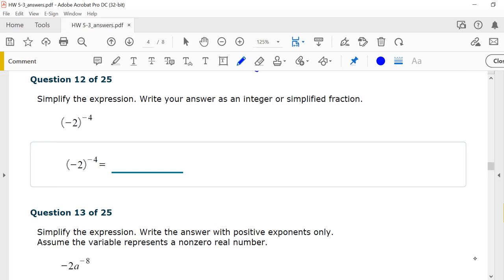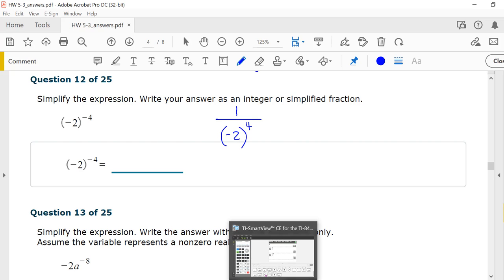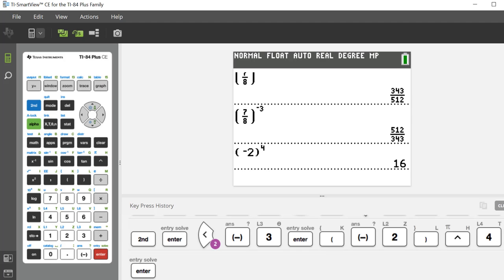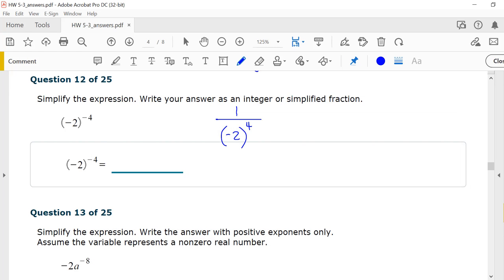Number 12, negative 2 quantity to the negative 4. I don't like the negative exponent, so I'm going to write that as 1 over negative 2 to the positive 4. Now, what is negative 2 to the positive 4? Negative 2 to the 4th is 16. So I have 1 over 16.